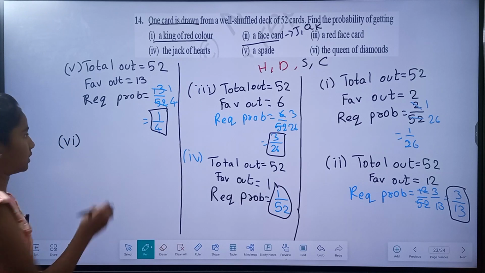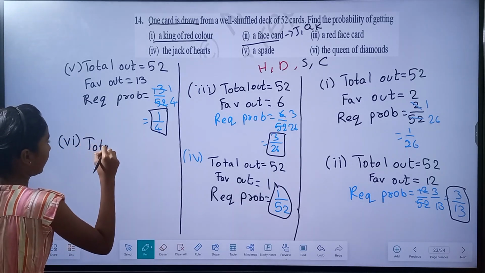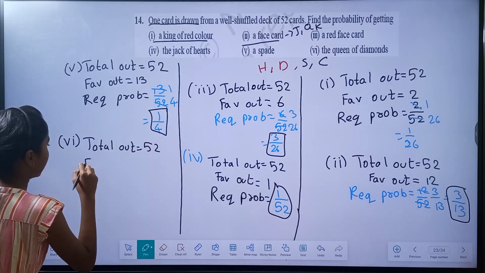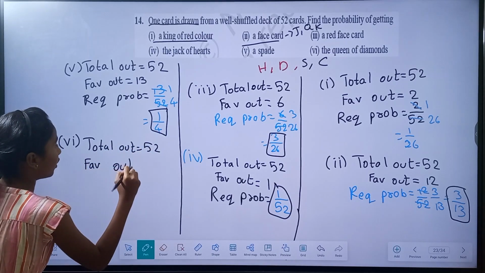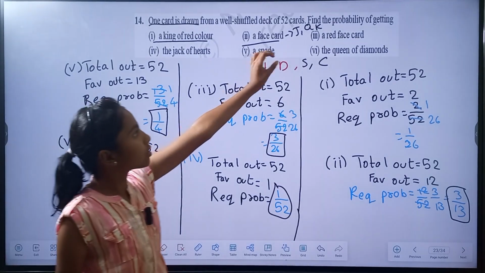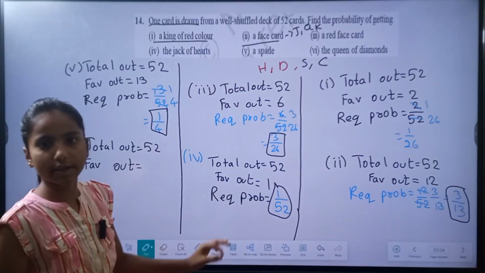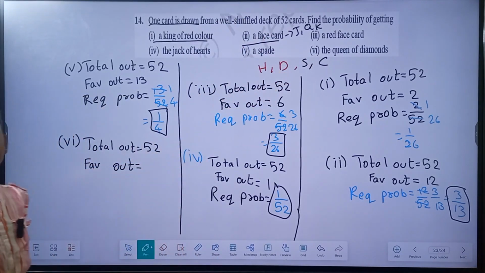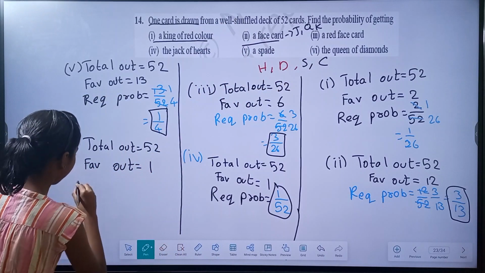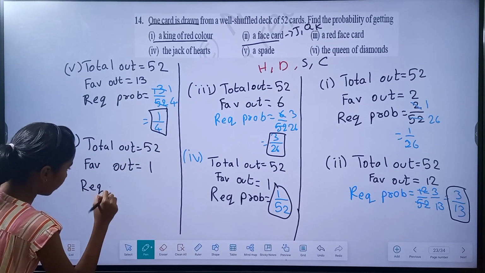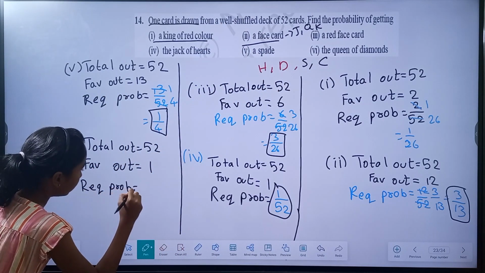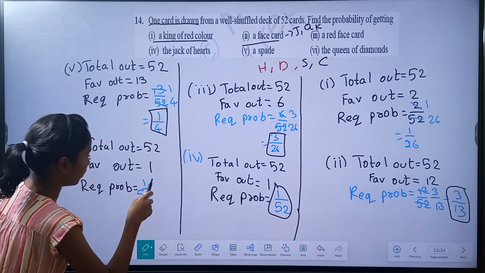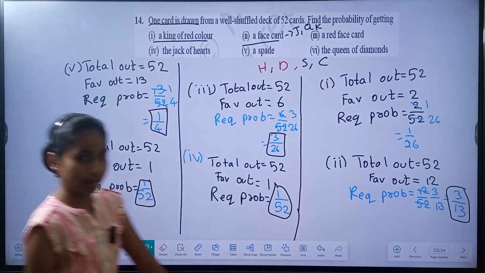Now, sixth one: the queen of diamonds. Again, the total outcomes equal 52. For the favorable outcomes, they are asking for the queen of diamonds. Diamonds is a suit, and in that suit we have 13 ranks. One of them is a queen. We have only one card, so we have one way. The required probability is equal to 1 by 52.